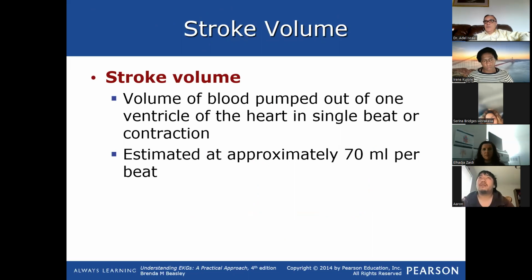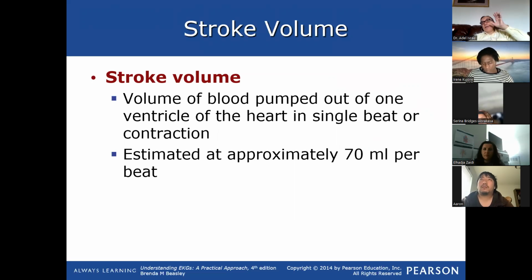It is very good for examination questions. You can answer it straightforward, and also for calculation in the future. What we mean by stroke volume is the amount of blood pumped out by one ventricle of the heart in a single heart contraction.